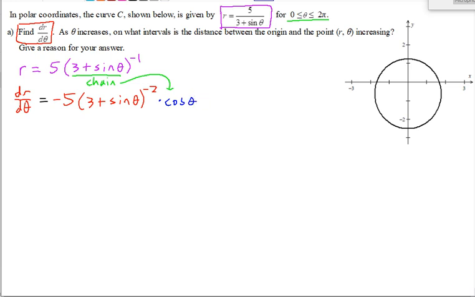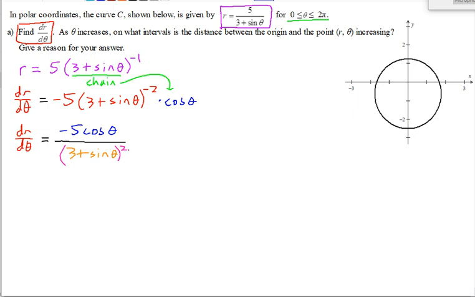And then let's go ahead and simplify this, because we'll need to work with it in the next thing it asks for. So dr d theta. Well, on the numerator, we'll have this -5 times cosine theta. And then on the denominator, we move this down there with a negative exponent. Now it will become 3 plus the sine of theta squared. So that's the first thing it asks for in part A. We found dr d theta.